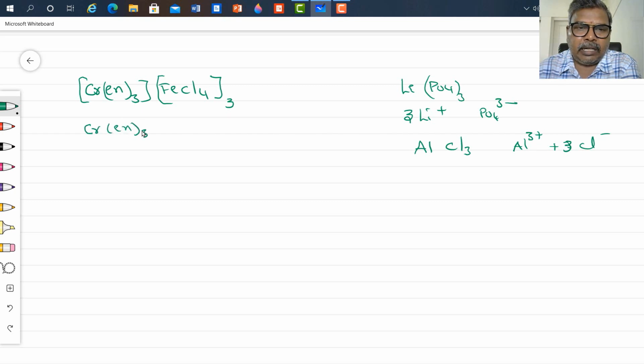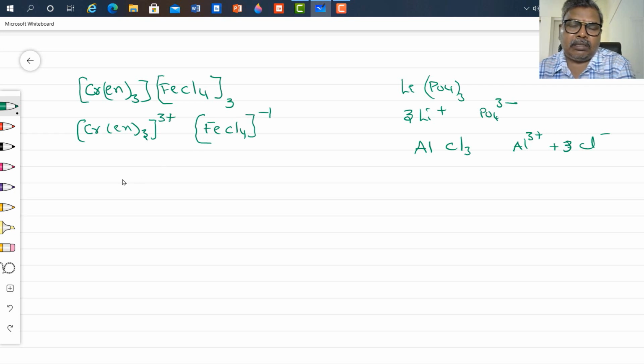CrEn taken 3 times, 3 plus. This is the cation present in the salt. FeCl4 will carry -1 charge. So these are the cation and anion present in the complex.